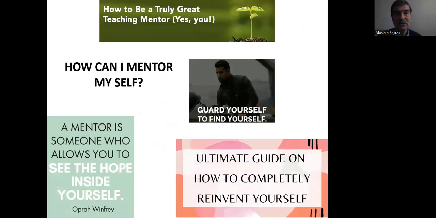Now, this is a special page: how to be a truly great teaching mentor. Mentor is really a good word. Yes, mentor both as a noun and verb, as a person who does mentoring. Okay, a mentor is the person who is able to mentor someone else. But especially I think mentoring ourselves is the most important. Okay, how can I mentor myself? How can I guard myself?